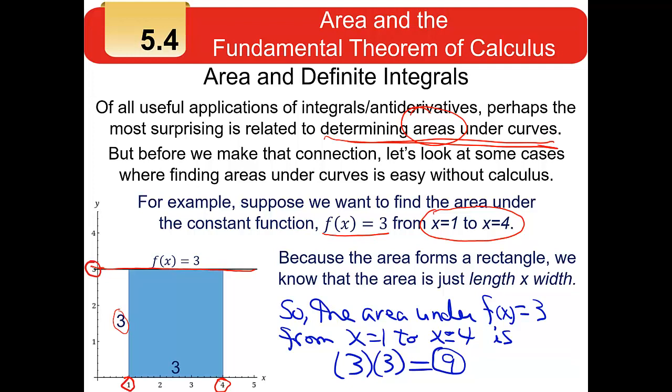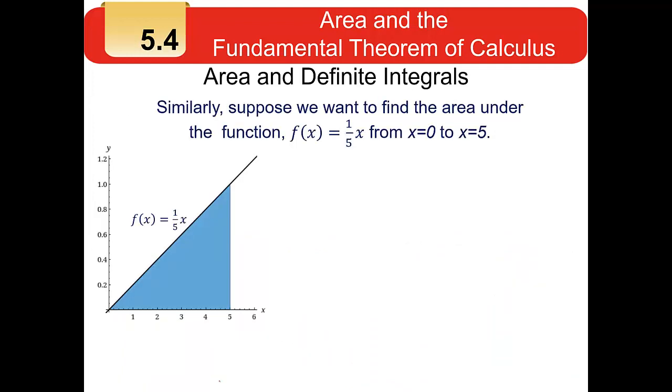And it's not just squares and rectangles. What if you have this function? If I gave you the function f of x equals 1/5 x, that's just a line with a slope of 1/5 and a y-intercept of 0. If you were to plot a couple of points, you can see what it looks like. It looks just like this picture. And you want to find the area from 0 to 5. So you're starting over here at 0 and you're going to 5. Well, you can see that's a triangle. We know how to find the area of a triangle.